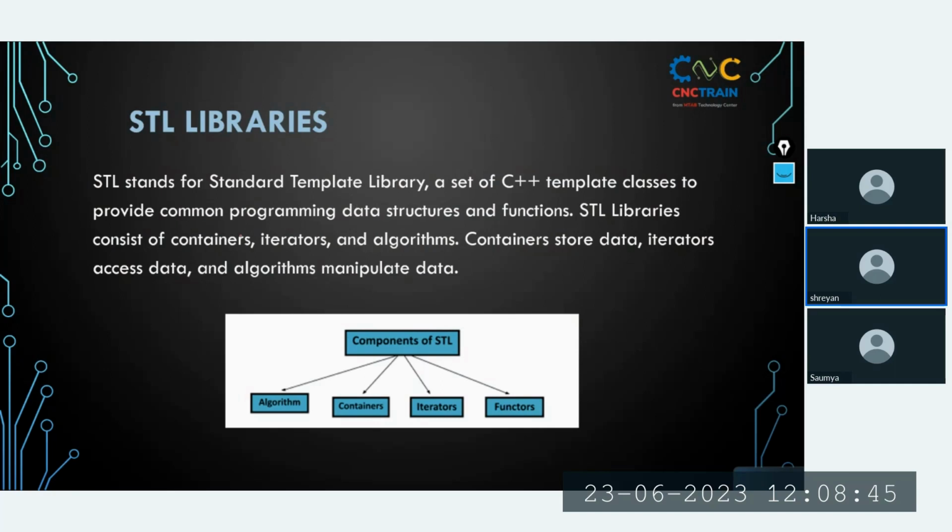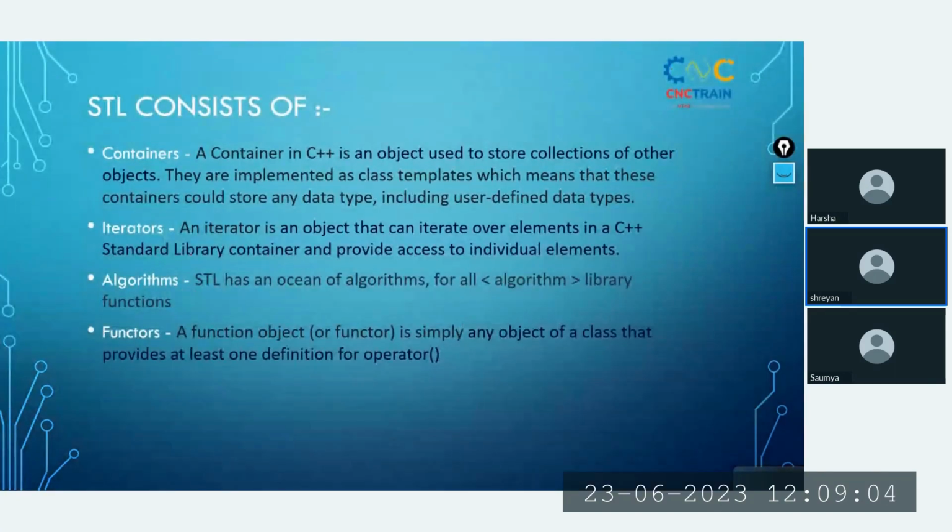So the four parts of STL libraries are containers, iterators, functors, and algorithms. Containers store data, iterators access data, and algorithms process it. These are just written over here. I will explain it later. And yes, STL consists of containers.